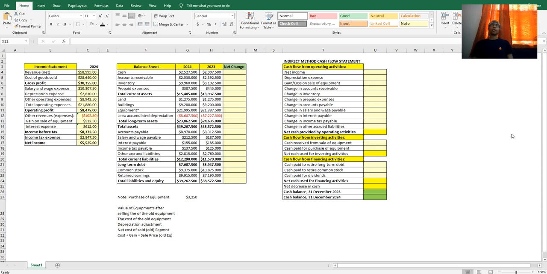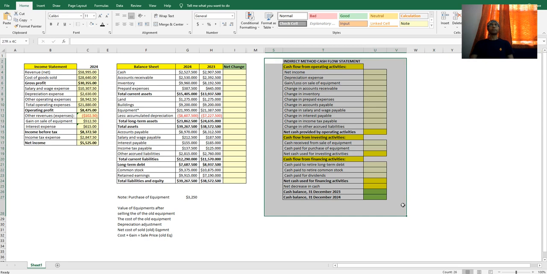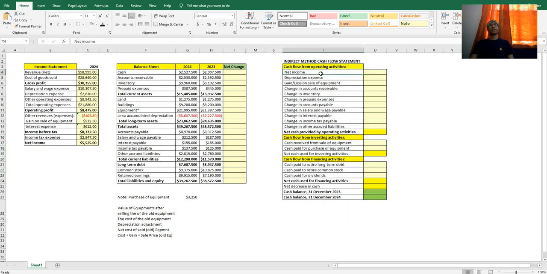So friends, like we did the solutions for direct method of cash flow statement, now we are going to calculate the numbers for indirect method of cash flow statement. As you can see friends, we have the indirect method of cash flow statement format here, and this starts with net income, right? Net income is there, then non-cash charge like depreciation expense is there, then gain or loss on sale of equipment is there, which is basically a non-operational earning or loss. So if it's a loss, it will be added back. If it's a gain, it will be subtracted.